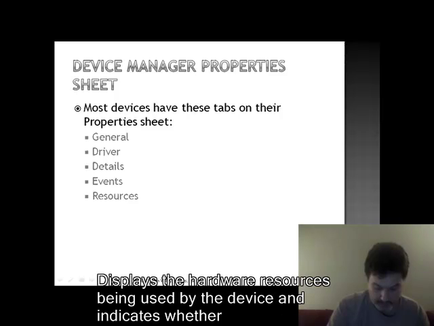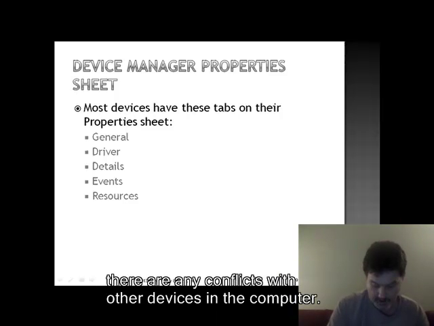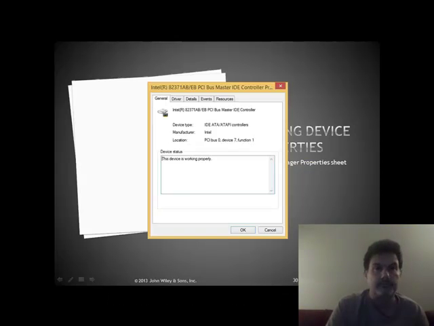Last but not least, the Resources tab. The Resources tab is going to show you all of the resources that are affiliated with this driver, and will show you if there are any conflicts associated with any of those resources. So, this is what it would look like if you opened up a specific driver property sheet.